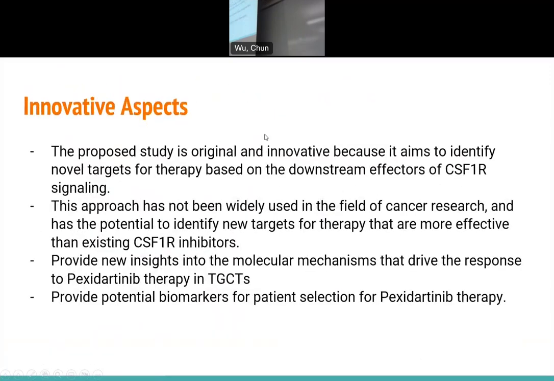So, innovative aspects. This proposed study is original and innovative because it aims to identify novel targets for therapy based on the downstream effectors of CSF1R signaling. This approach has not been widely used in the field of cancer research, and it also has the potential to identify new targets for therapy that are more effective than existing inhibitors. It provides new insights into the molecular mechanisms that drive the response to pexidartinib therapy in TGCTs, and it also provides potential biomarkers for patient selection for pexidartinib therapy.